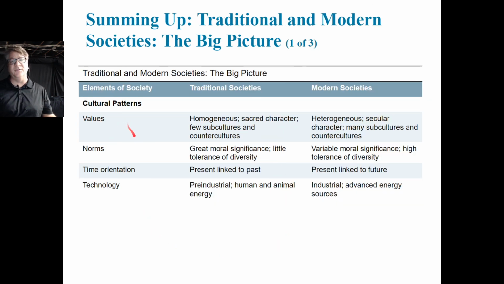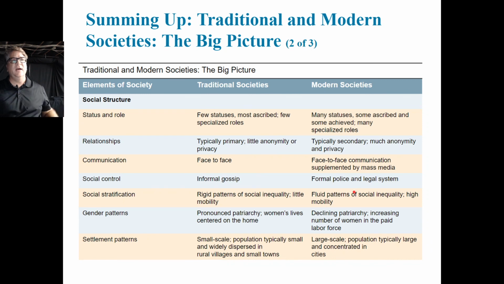Another example is this, looking at cultural patterns that have changed. We've gone from being very traditional to being very modern, a lot more diversity of people, diversity of ideas, and this time orientation. In older traditional societies, they were linked to the past, and modern societies are in the present and looking towards the future, trying to grow and get better. Of course, technology: pre-industrial and traditional societies, and very advanced in modern societies. And then lastly, a look at social status and role, relationships, communication, social control, social stratification, gender patterns, settlement patterns, a lot of the things that we've been talking about this semester. And again, you could press pause and look through that a little bit more to get a handle on that.